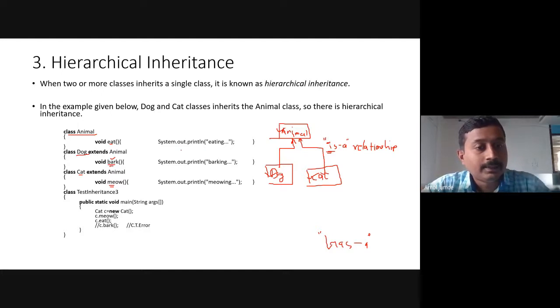Okay, so this is regarding hierarchical inheritance. When you have two or more subclasses inheriting a single class, that is known as a hierarchical inheritance. When two or more classes inherit a single class, that is known as a hierarchical inheritance. This is the example. Okay, take a screenshot.